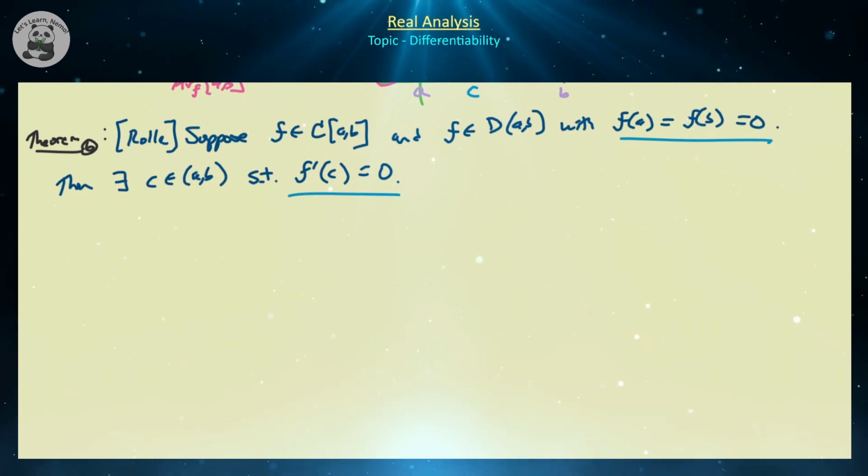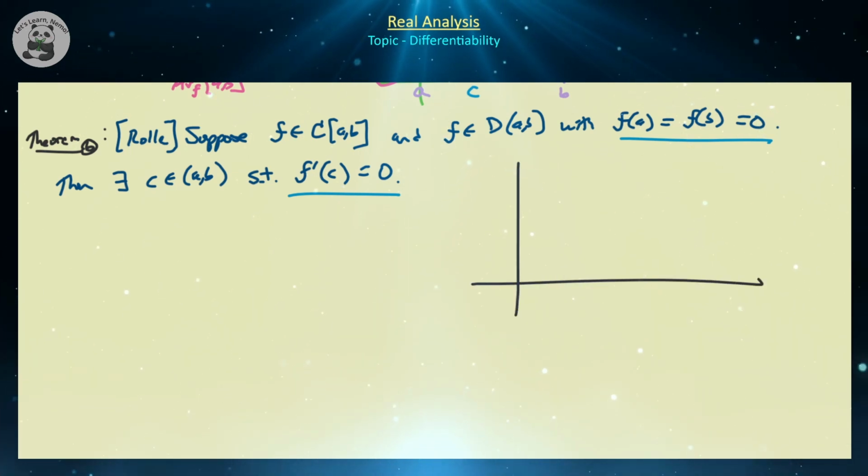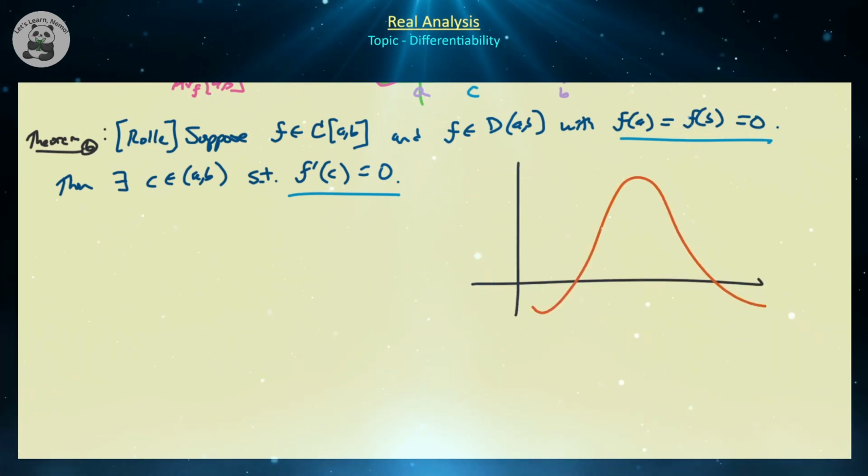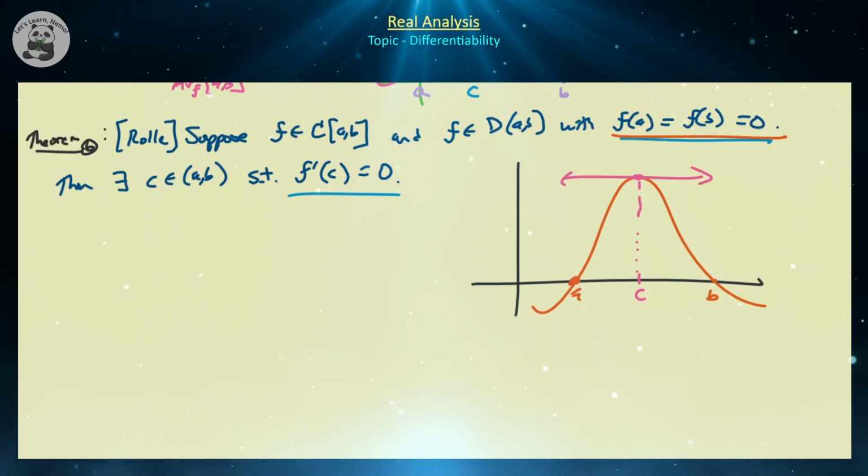So it's a direct consequence of the mean value theorem. Again, let's draw a little picture to illustrate this. We're going to assume that f of a and f of b are both equal to 0, then there exists some point c in between a and b such that the derivative is equal to 0, right? That is, the tangent line is a horizontal tangent line.